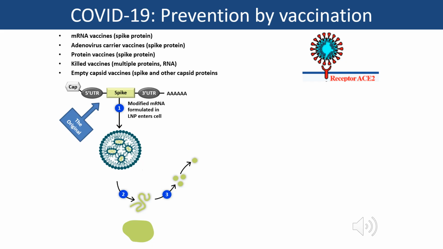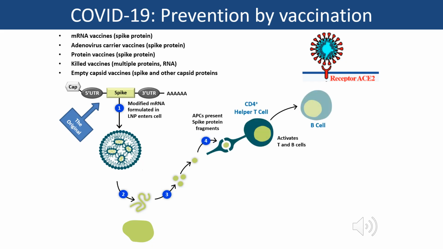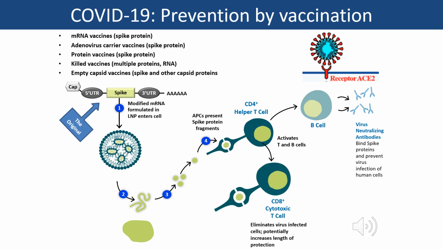In this case, the spike protein is recognized as a foreign antigen by the immune system, and specific adaptive immunity is induced, allowing specific antibodies to be produced and specific cytotoxic and memory immune cells to develop. The dramatic success of the mRNA technology has opened the door for the development of a multitude of vaccines based on this technology against other pathogens.